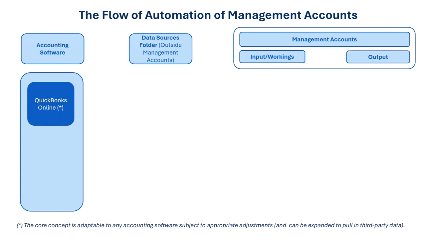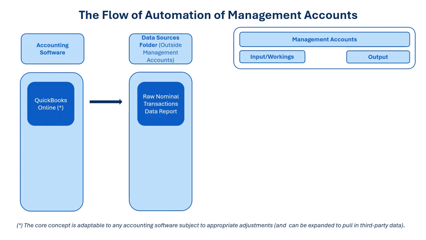The idea is simple. From QuickBooks or any software, we extract a raw nominal transactions report, and depending on the software, this can either look fairly tidy, like in Sage, it's pretty much ready to use, or quite ugly and unusable, unfortunately, like in QuickBooks, where it definitely needs some cleaning up before we can actually use it.